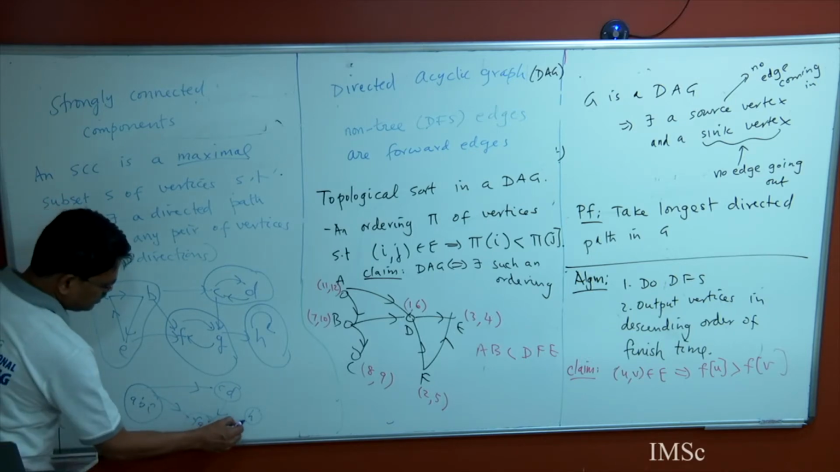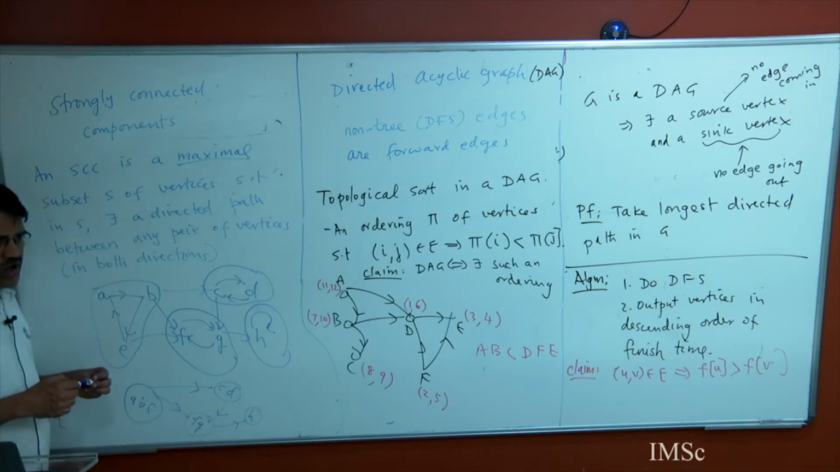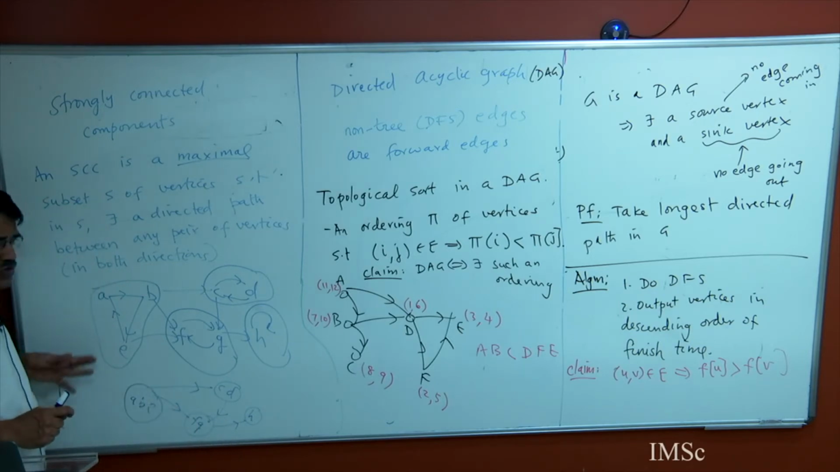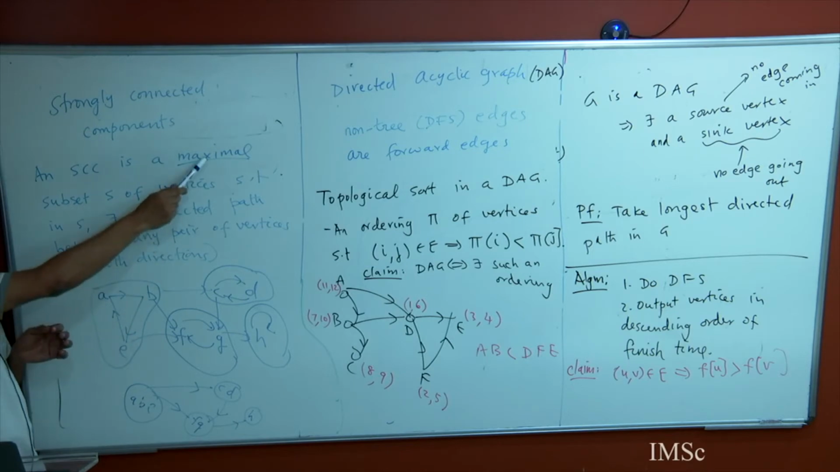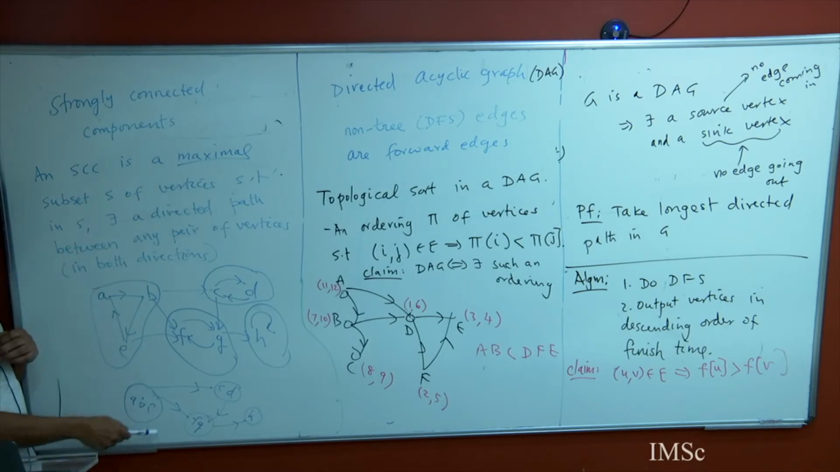And F, G and H is like this. Why? How would you argue that it cannot have edges in both directions? Suppose from B there is an edge, then I can go to that part, and suppose from G there is one, then I traverse a path and then come back, so it becomes strongly connected. Right. So it contradicts the fact that they are different components; what you have is a maximal set.